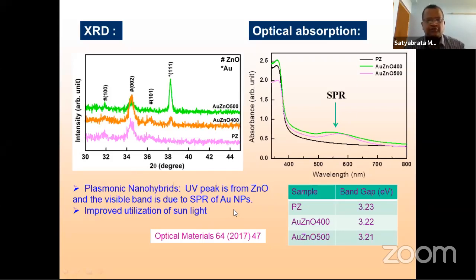Yeah. So, this is clear from the UV visible spectrum that light utilization in the visible is improved going by this plasmonic response of the nanostructured gold particles, and the band gap varies from 3.23 to 3.21. That's a negligible variation. So what you see here is that we have improved utilization of sunlight with the decoration of gold nanostructures.